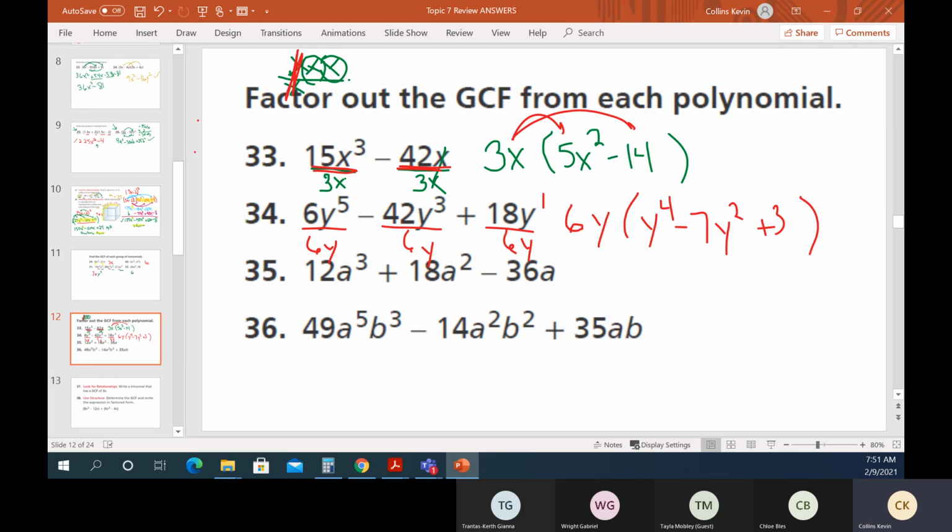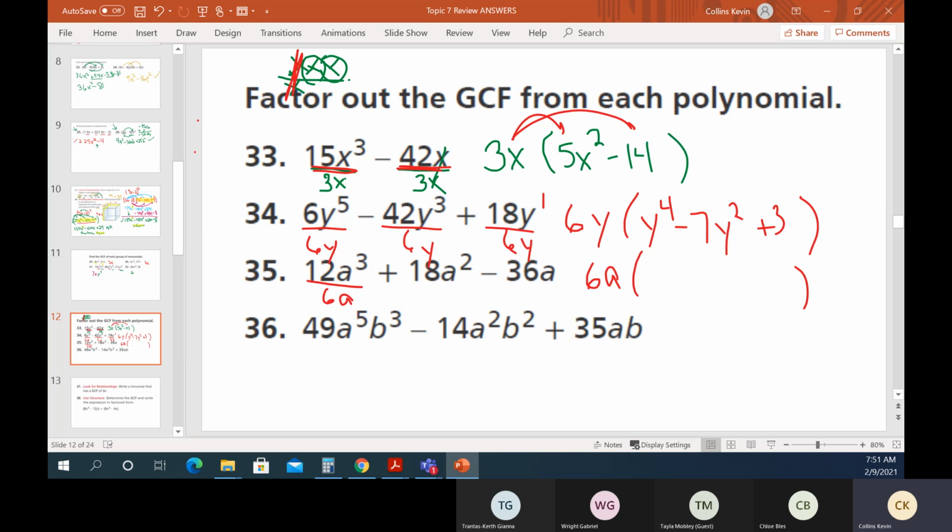So what's the biggest number that divides into 12, 18, and 36? Yeah, it is 6. We could try 12, but 12 doesn't work with 18, so we backed it off to 6. Good. So we got 6. And we look at our exponents. We've got a to the third, a to the second, and a to the first, which means the small guy, a to the first, comes out. Good. So now we just do the same thing. We say we're going to divide everybody by 6a.